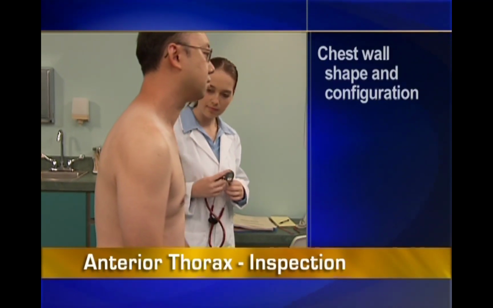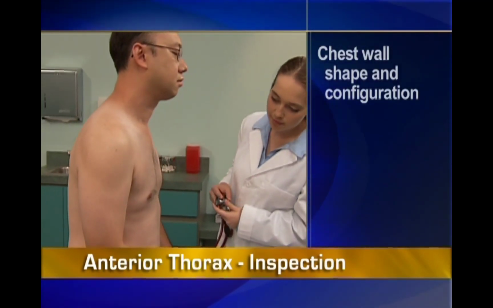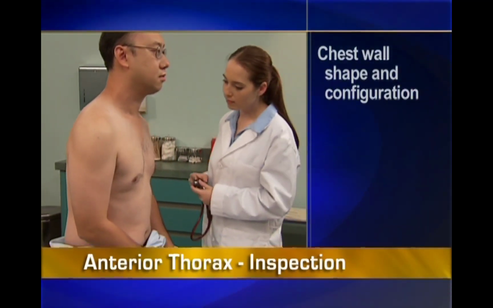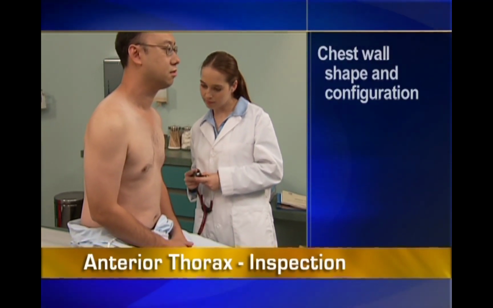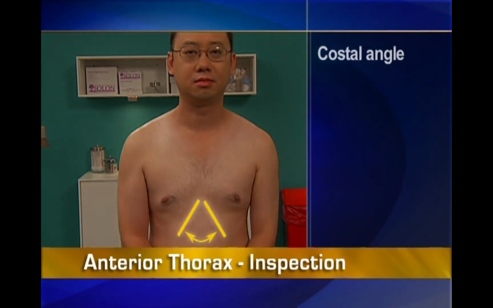To assess the anterior thorax, begin as you did on the posterior thorax, noting the shape and configuration of the chest wall. The ribs should slope down and have symmetrical interspaces. The costal angle should be 90 degrees or less.